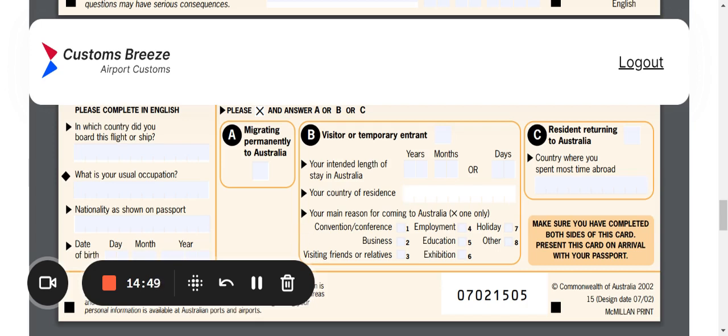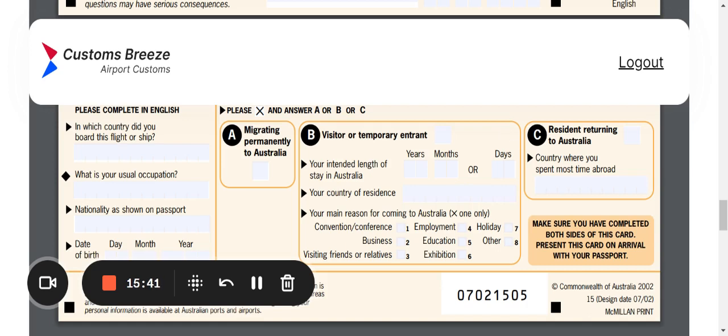The next section is your main reason for coming to Australia. And guys, look at what it says here. It says X one only. So here you only want to X one of these boxes. So from boxes 1 through 8, you only select one, even if your stay is for business and for holiday and for education and for whatever else that's on this list. What this card is asking you is to select the one that is most important to you. So select only one.